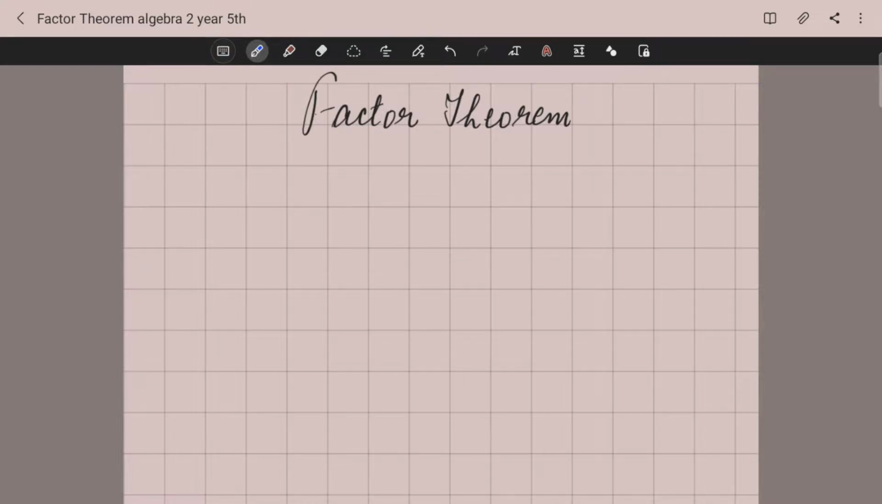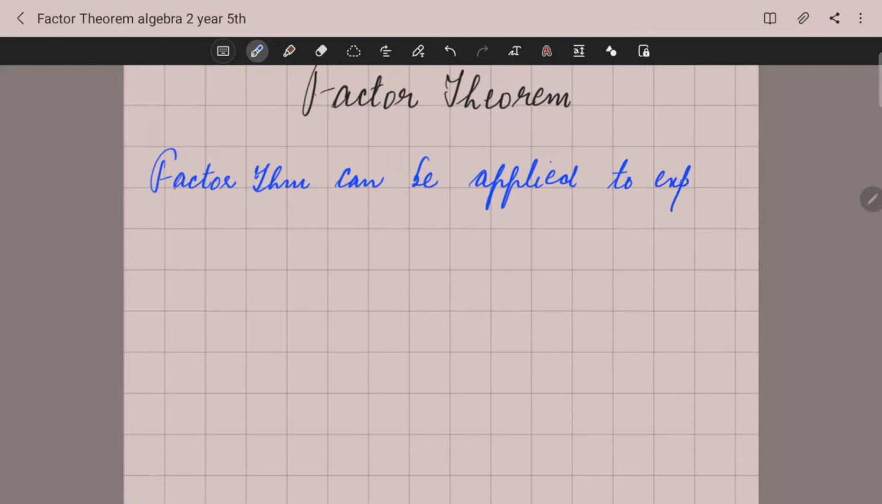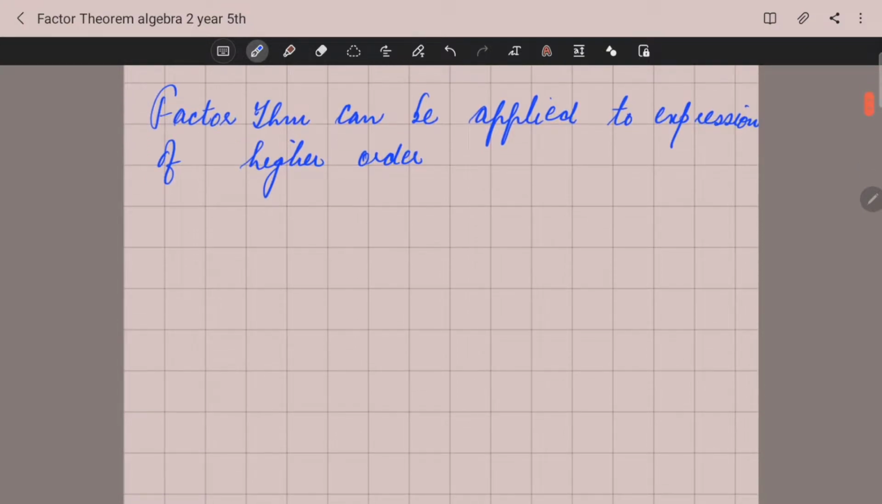So today we are doing factor theorem. What is factor theorem? Factor theorem can be applied for expressions of higher degree, to expressions of higher orders. Like if we have a cubic polynomial, for solving a cubic polynomial we have to use factor theorem.